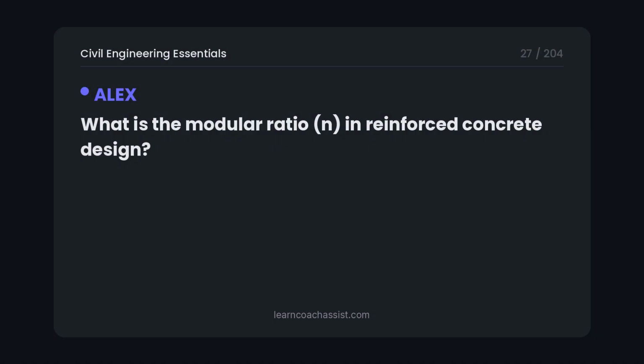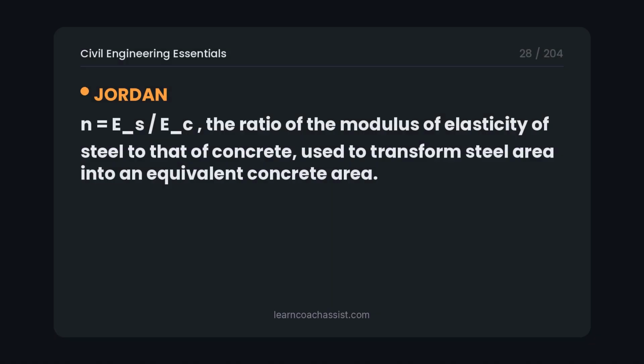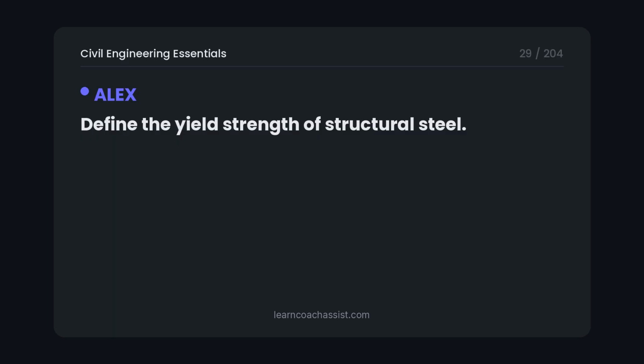What is the modular ratio, n, in reinforced concrete design? n equals Es/Ec, the ratio of the modulus of elasticity of steel to that of concrete, used to transform steel area into an equivalent concrete area. Define the yield strength of structural steel.